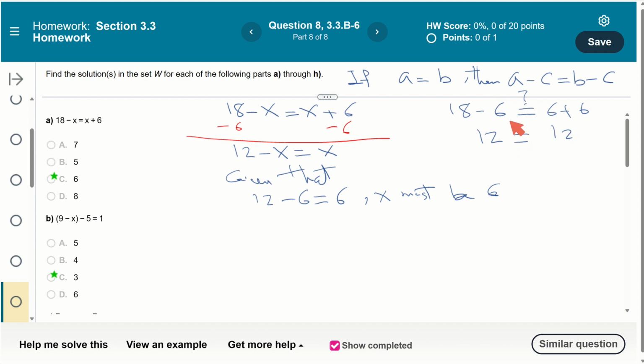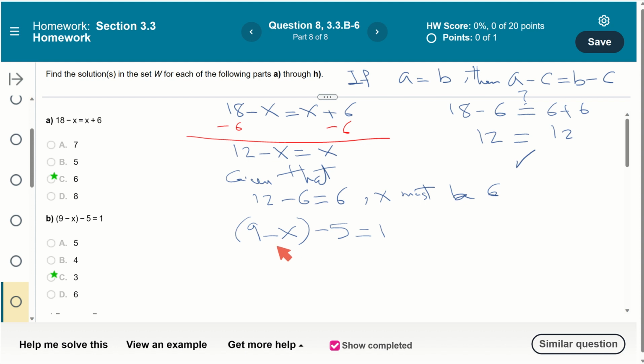I put the question mark because we were checking. Now that I've checked it and it works, I can say check, it works. So there you go. How about this next equation? We have 9 minus x minus 5 equals 1.